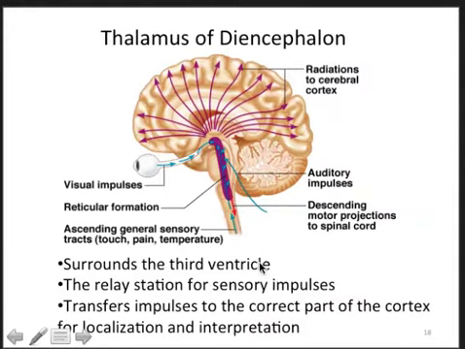So the thalamus surrounds the third ventricle. It serves as the gateway to the cerebral cortex by transferring impulses to the correct part of the cortex for localization and interpretation, as well as serving as kind of a wake-up call for the rest of the brain. Individuals that have trauma to the reticular activating system are often rendered in a comatose state.